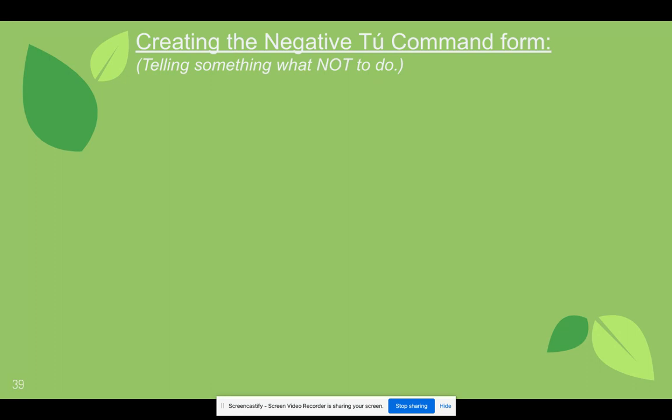Hola. In today's gramática presentation, we are going to talk about creating negative tú commands. These are the informal commands, telling someone what not to do. So let's take a look in a few different steps.